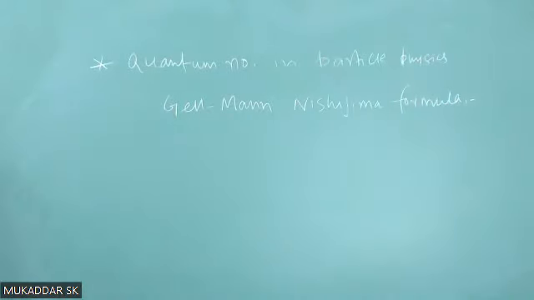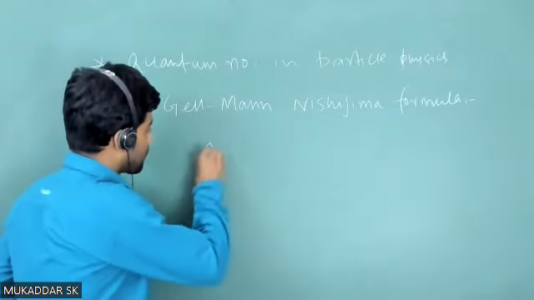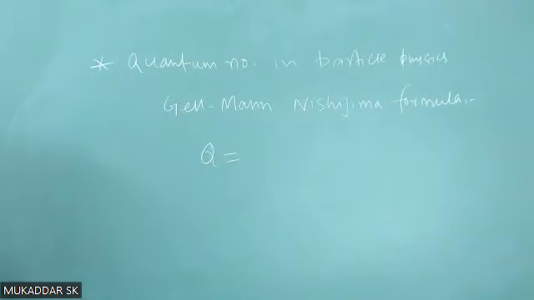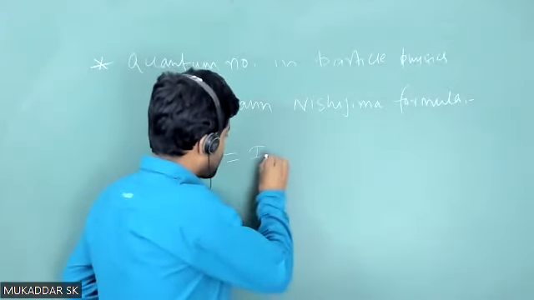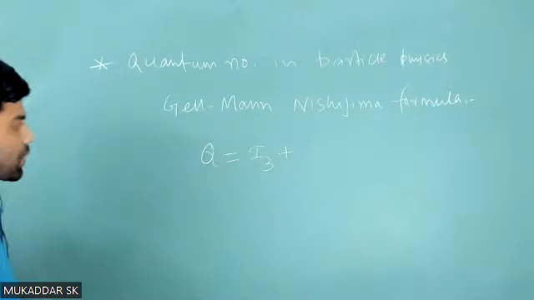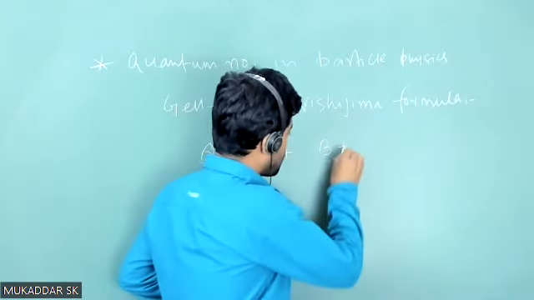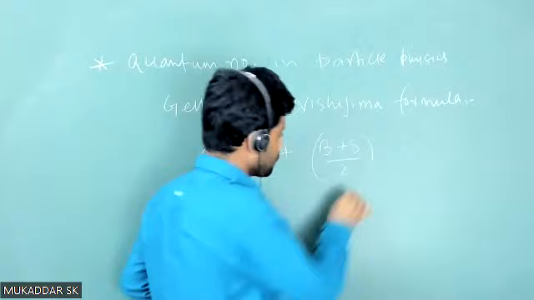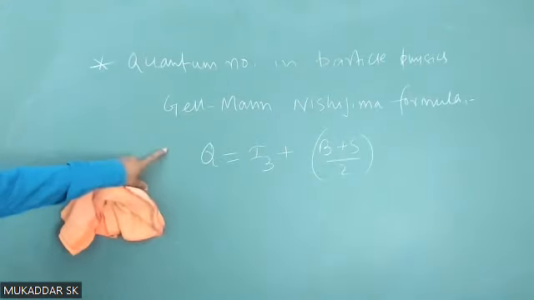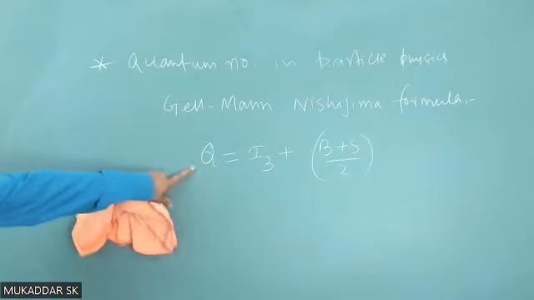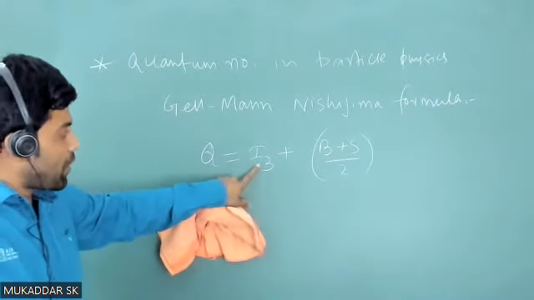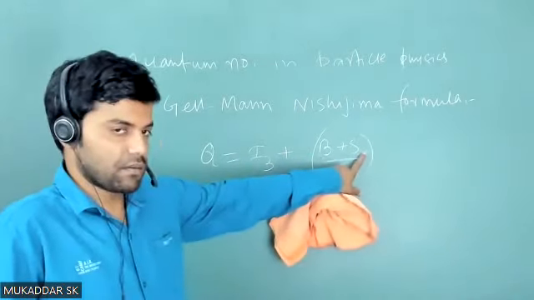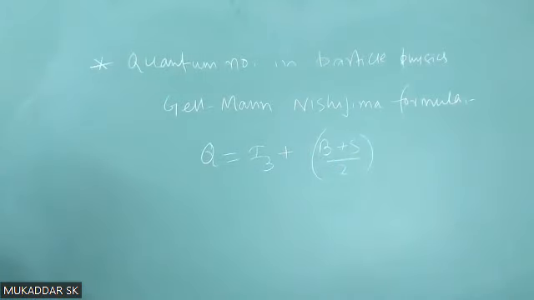In the Gell-Mann-Nishijima formula, the charge of a subatomic particle can be written as its third component of isospin plus baryon number plus strangeness divided by 2. कोई भी subatomic particle है, तो उनका चार्ज जो है that is related with its third component of isospin, baryon number and strangeness. ठीक है ना?